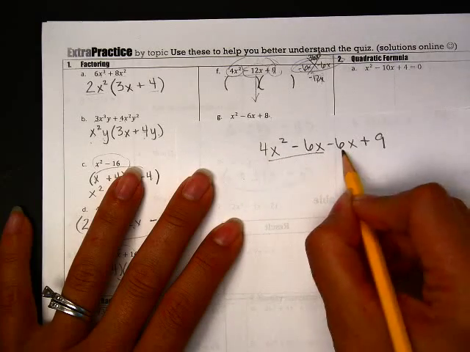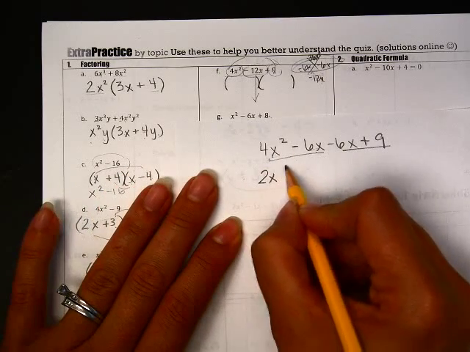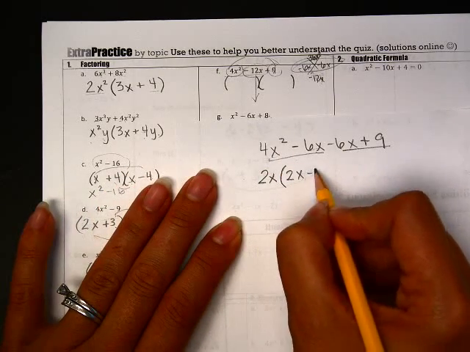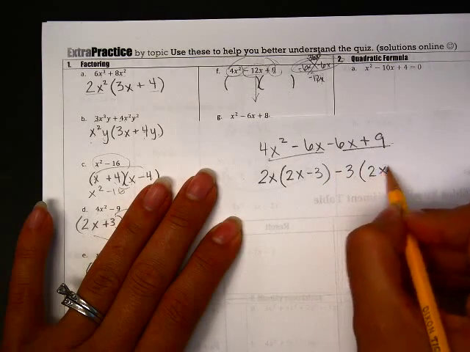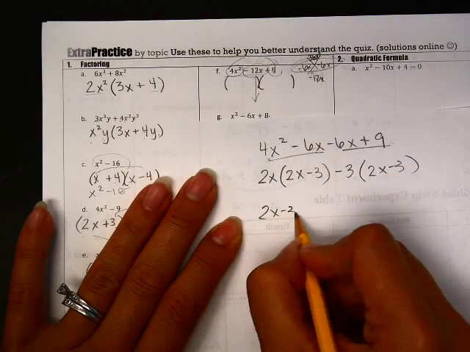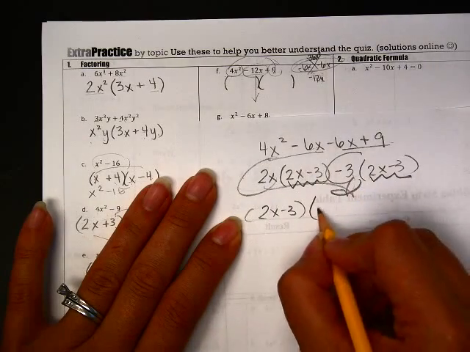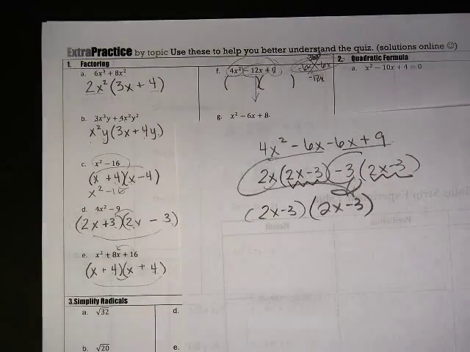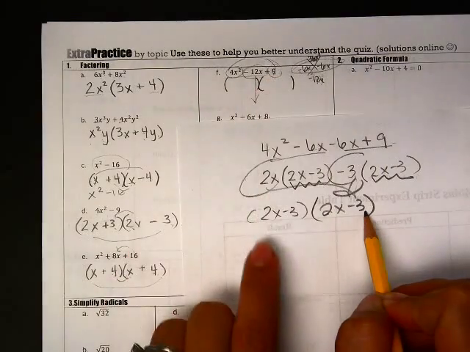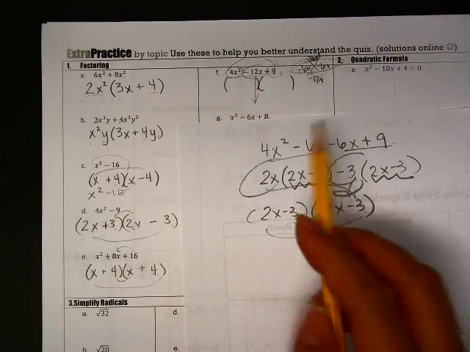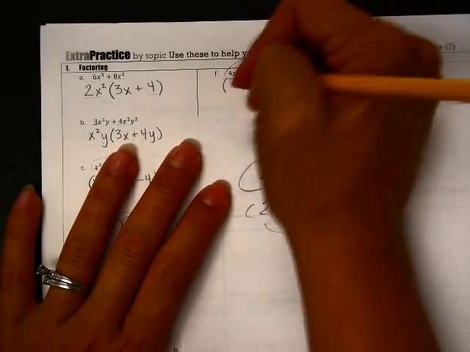Here now I can factor by grouping, so I can figure out what I can take out of both of those. So that would be a 2x, and I'm left with 2x minus 3. And here I am left with, if I take out a negative 3, I'm left with 2x minus 3. So 2x minus 3 I can now take out of both, and I'm left with those guys there, which is 2x minus 3. So let's just check this. 2x and 2x is 4x. Negative 3 times negative 3 is 9. And this is negative 6x and negative 6x, which gives me my middle terms there.